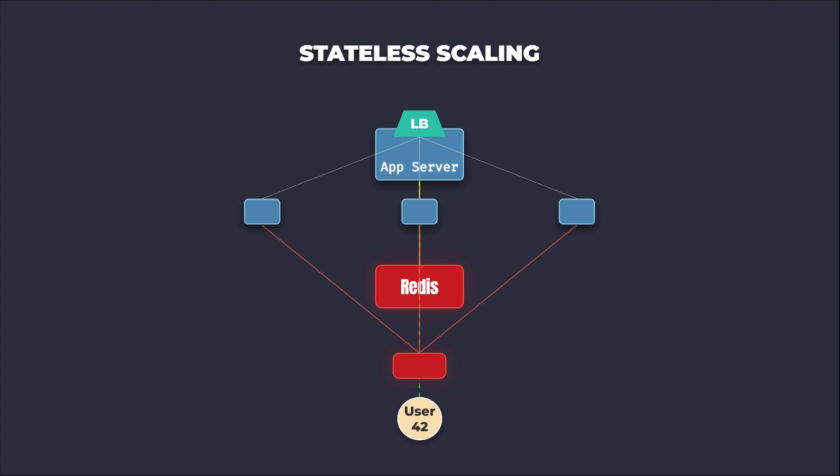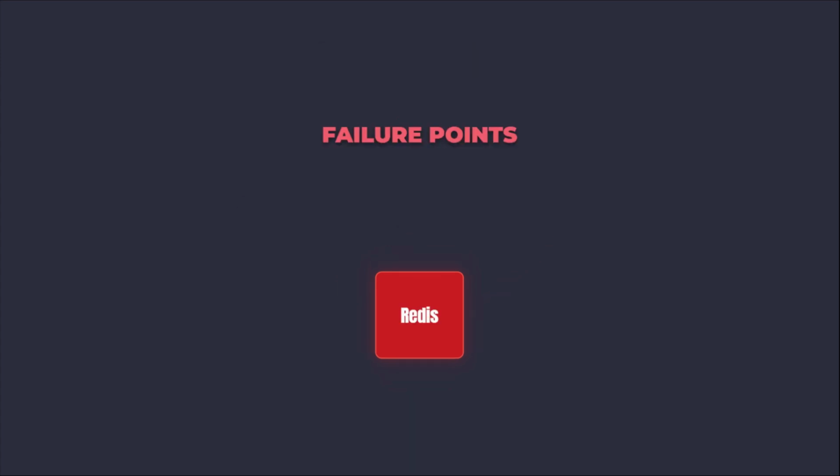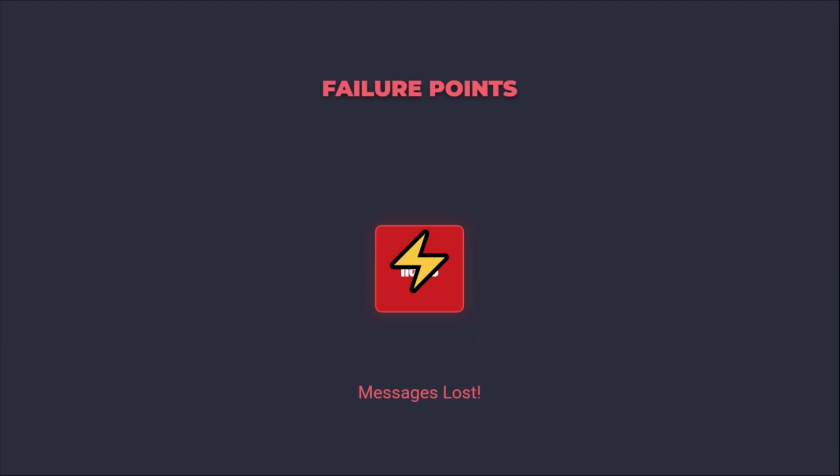If a client connects to server A and the message originates from server B, which publishes to Redis, server A receives the message via subscription, delivering it locally. This architecture allows for seamless scaling up or down of application server instances without complex session affinity configurations, significantly improving deployment flexibility and resilience against server failure. The primary failure point is the Redis connection itself. If the WebSocket server loses connection to Redis, it stops receiving real-time updates.